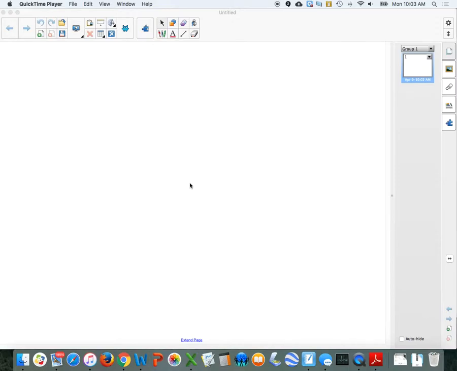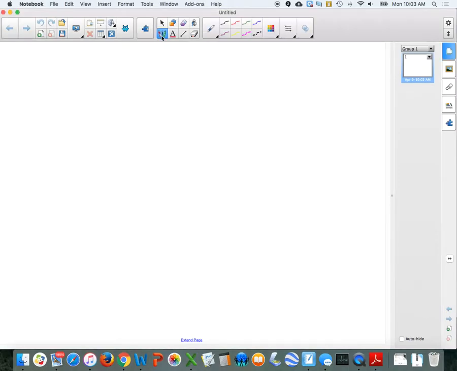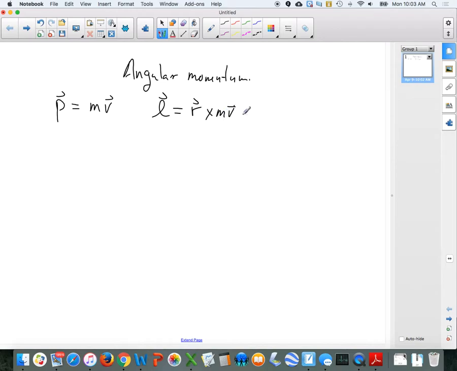So, quick, brief discussion of angular momentum. Just like we've talked about linear momentum, P is equal to mv, we can actually define something called angular momentum, which is given the symbol L, which is going to be equal to r cross mv, and that's often written as m times r cross v.